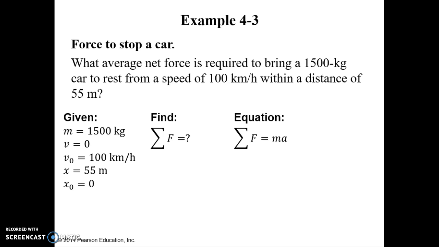Our mass is 1,500. Our final velocity is 0 because we're coming to a stop. Our initial velocity is 100 kilometers per hour. Our final position is 55 meters, so we'll assume our initial position is 0. And the equation that we're going to use is the sum of the forces equals ma, because we're trying to find the average net force, which is the sum of the forces.